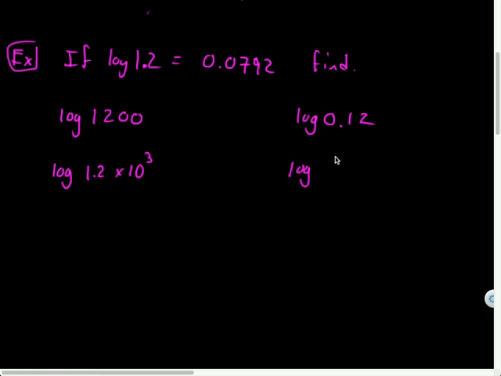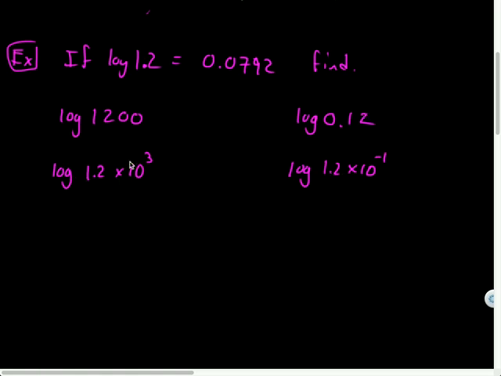Or let's do these side by side, I suppose. What about this one here? How would I write that in scientific notation? That would be log of 1.2 times 10 to what? Negative 1, because it's shifted one decimal place to the left, would bring us back to that, right?